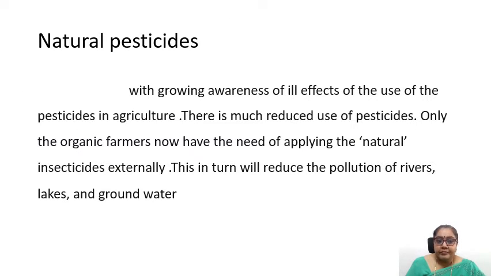Moving on to natural pesticides. With growing awareness of the ill effects of the use of pesticides in agriculture, there is much demand to reduce their use. Organic farmers have now started using natural insecticides. Basically, we are trying to reduce the pollution we cause to the soil, avoid soil erosion, and bring down the pollution of water, lakes and groundwater. So farmers are moving away from regular pesticides to organic forms.